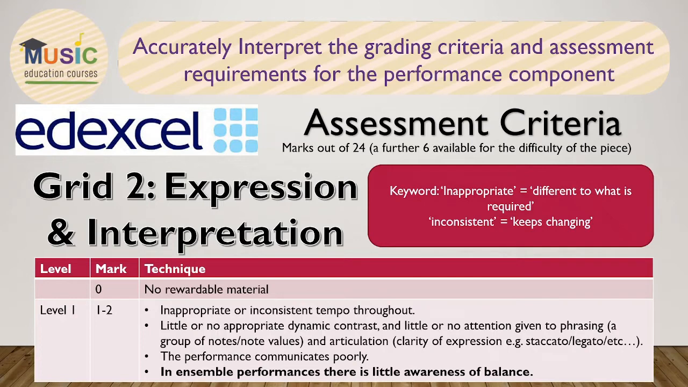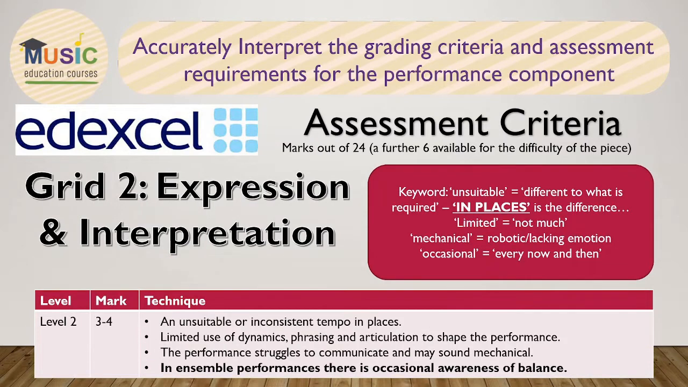And in ensemble performances, there is little awareness of balance. We're going to go through what balance means in a future slide because it comes up in every part of the grid. Here, level 2, for 3 to 4 marks. There is an unsuitable or inconsistent tempo in places. So unsuitable meaning different to what is required, and the main key difference here is it says in places, so only sometimes. There's limited use of dynamics, phrasing and articulation to shape the performance.